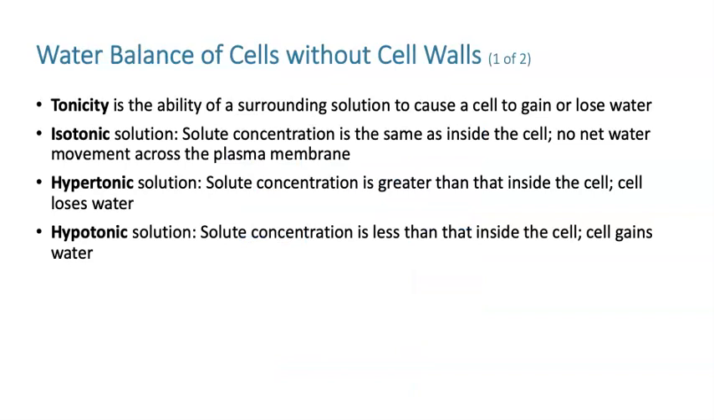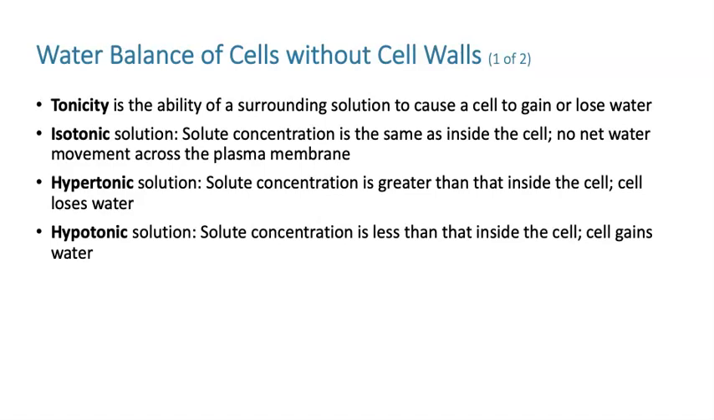Okay, so water balance is extremely important to cells. It's important to cells that have cell walls and to those without cell walls, but the way we think about it is a little bit different. So I'm going to give you a few words here, and then we're going to look at how water balance affects things with cell walls and things without cell walls. Our first word is tonicity. Tonicity is the ability of a surrounding solution to cause a cell to gain or lose water. So we talk about the tonicity of the liquid, the solution, but specifically with regard to the cells that happen to be nearby.